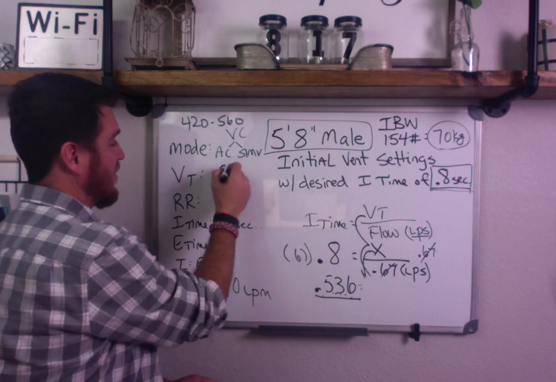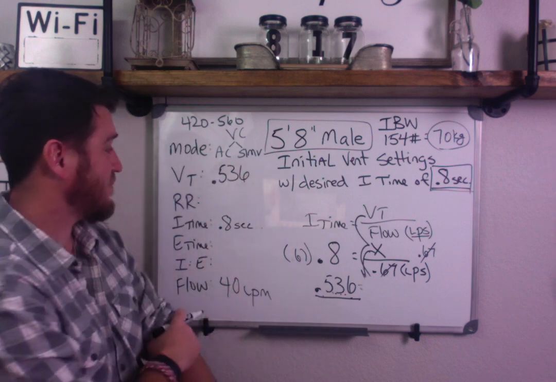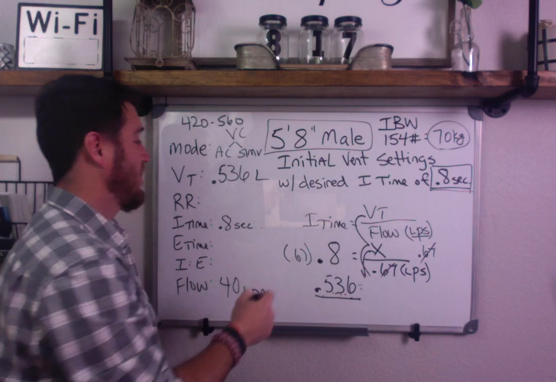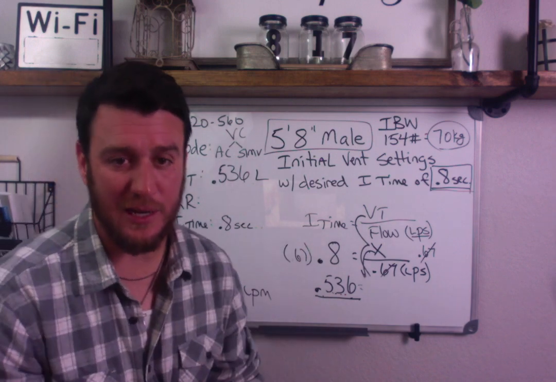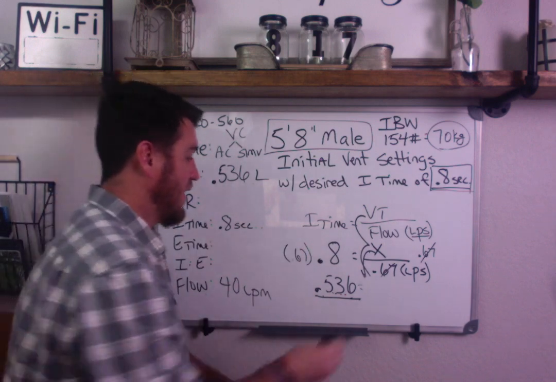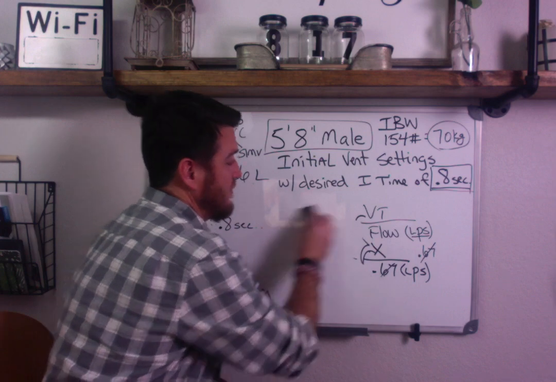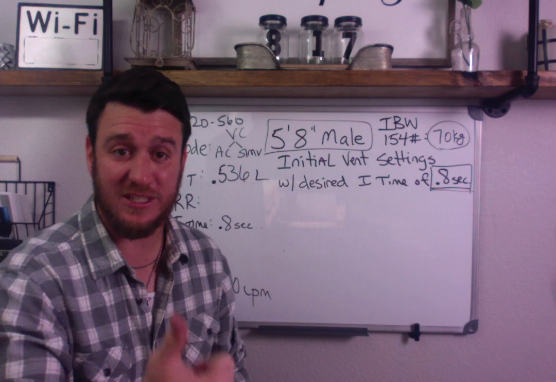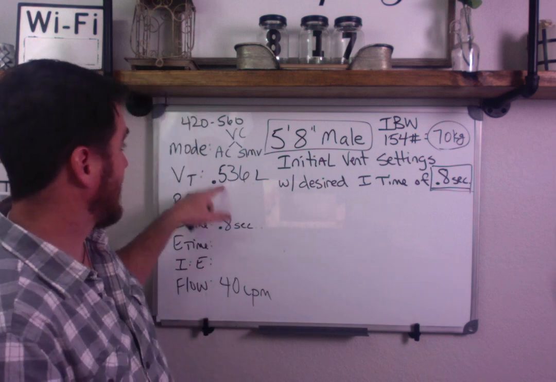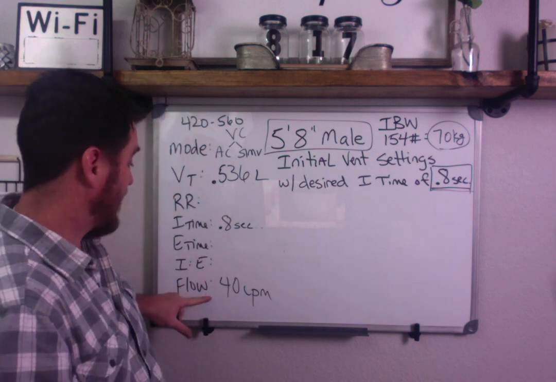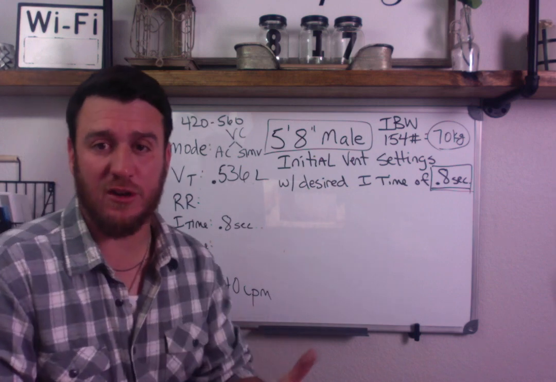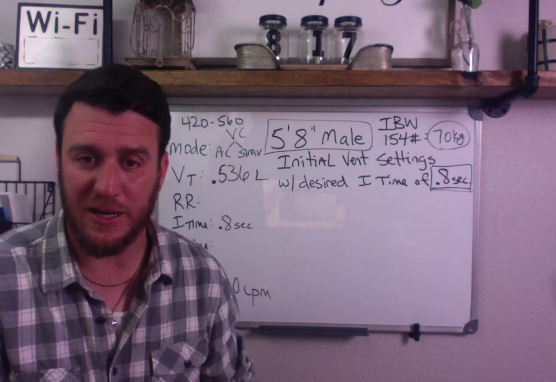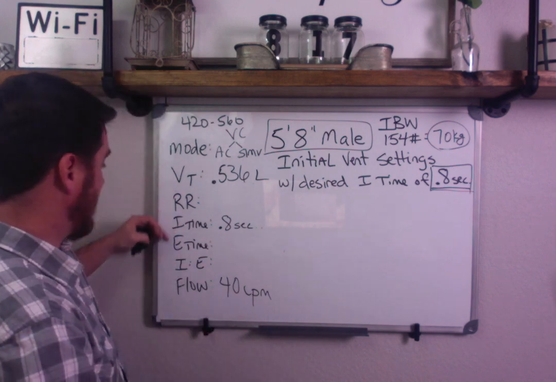Instead of 0.5, we're going to go 0.536. And this is liters, 536 milliliters, okay? So now we've got our tidal volume in an appropriate initial vent setting range, 6 to 8 mLs per kilo, 420 to 560. We also have our flow in a starting range of 40 to 60 liters per minute. So now these things are making sense, right?